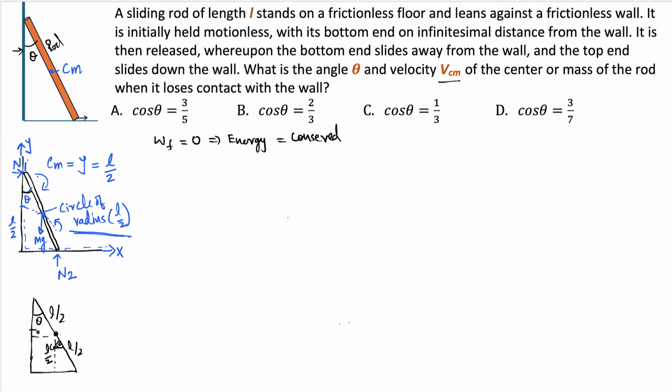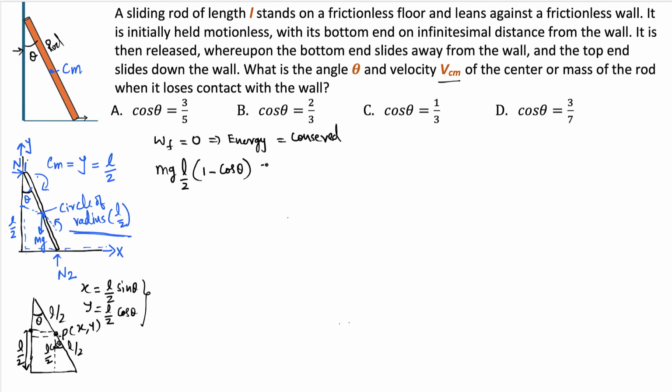And then initially it started from L by 2. So the center of mass was initially at height L by 2, and at any moment t when the angle is theta, the center of mass is at height L by 2 cos theta, right? So if you take this point as P, then the coordinates are x and y, where x is L by 2 sine theta and y is L by 2 cos theta. Therefore, the drop in height gives mg L by 2 times 1 minus cos theta.